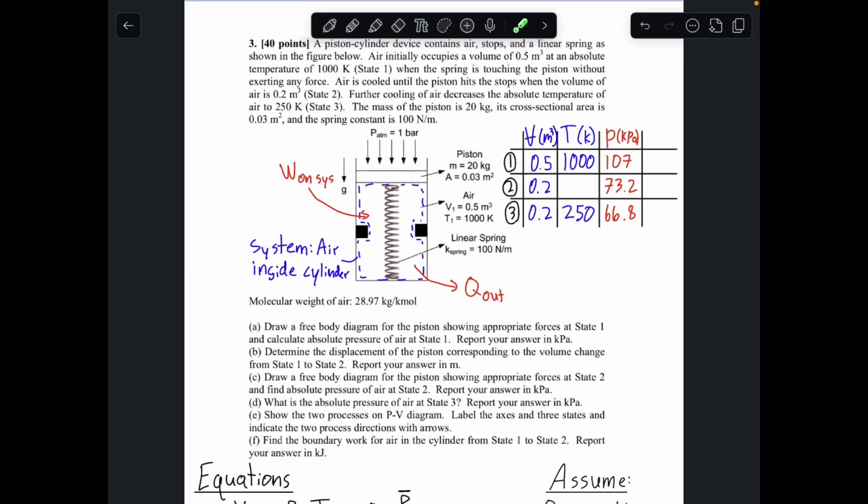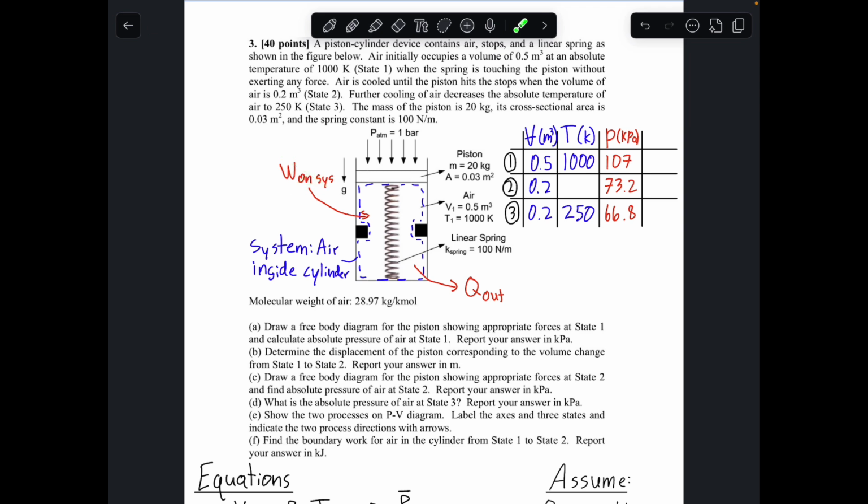Now we can move on to the last part of the problem, which is part F, and that asks us to find the boundary work for air in the cylinder from state 1 to state 2 and to report our answer in kilojoules. So we need to make sure to read the problem carefully here, because they're not asking about the total work on the system, which is this arrow we have drawn there.